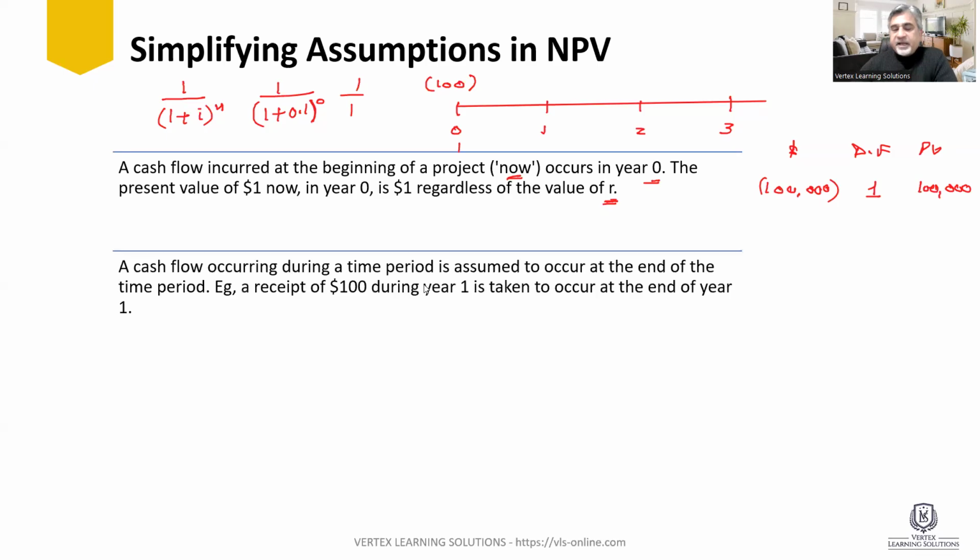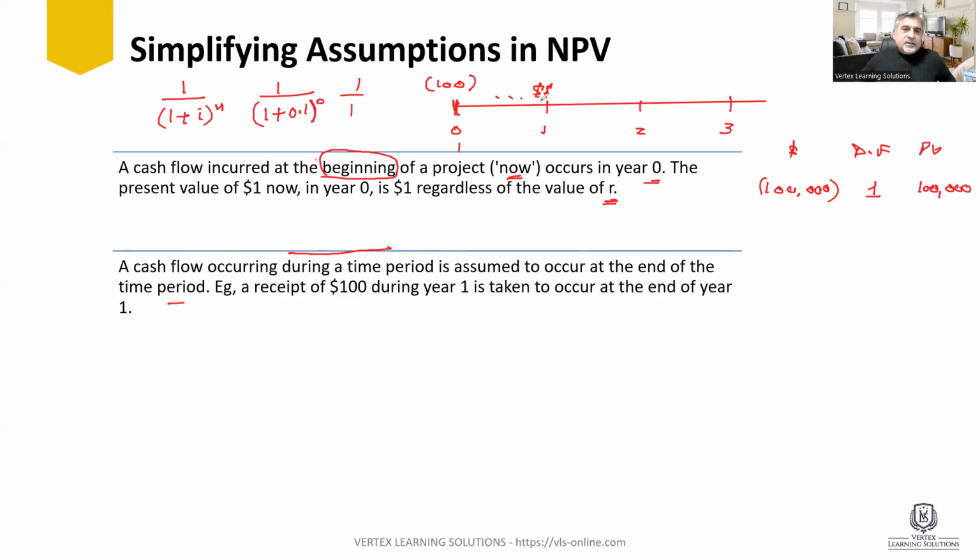The second one, a cash flow occurring during a time period. So this was the beginning of the time period, and if it is the beginning, we put it here. But if the cash flow is assumed to occur during a time period, which means here or here, it is supposed to be occurring at the end of the period. So we assume that it will be here.